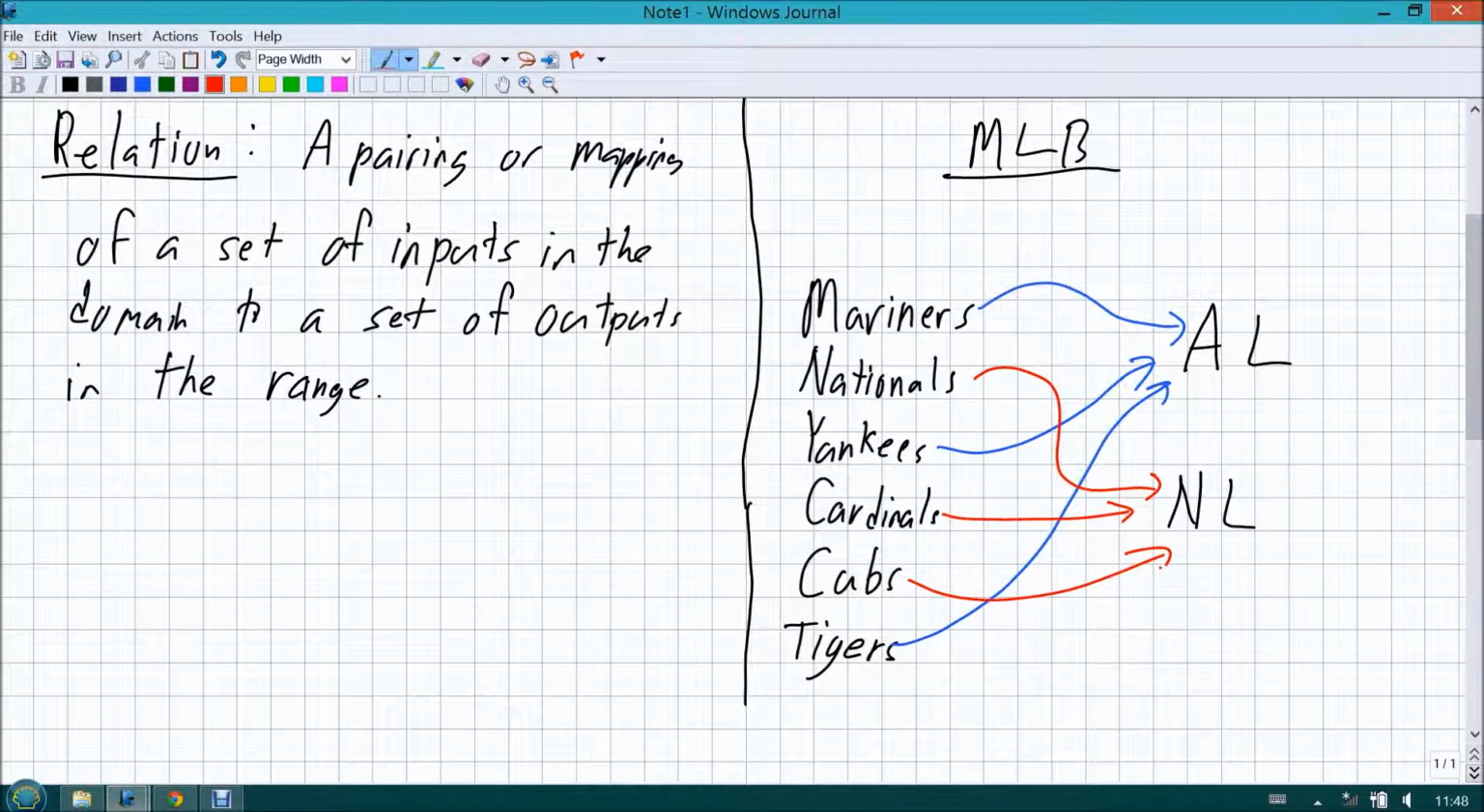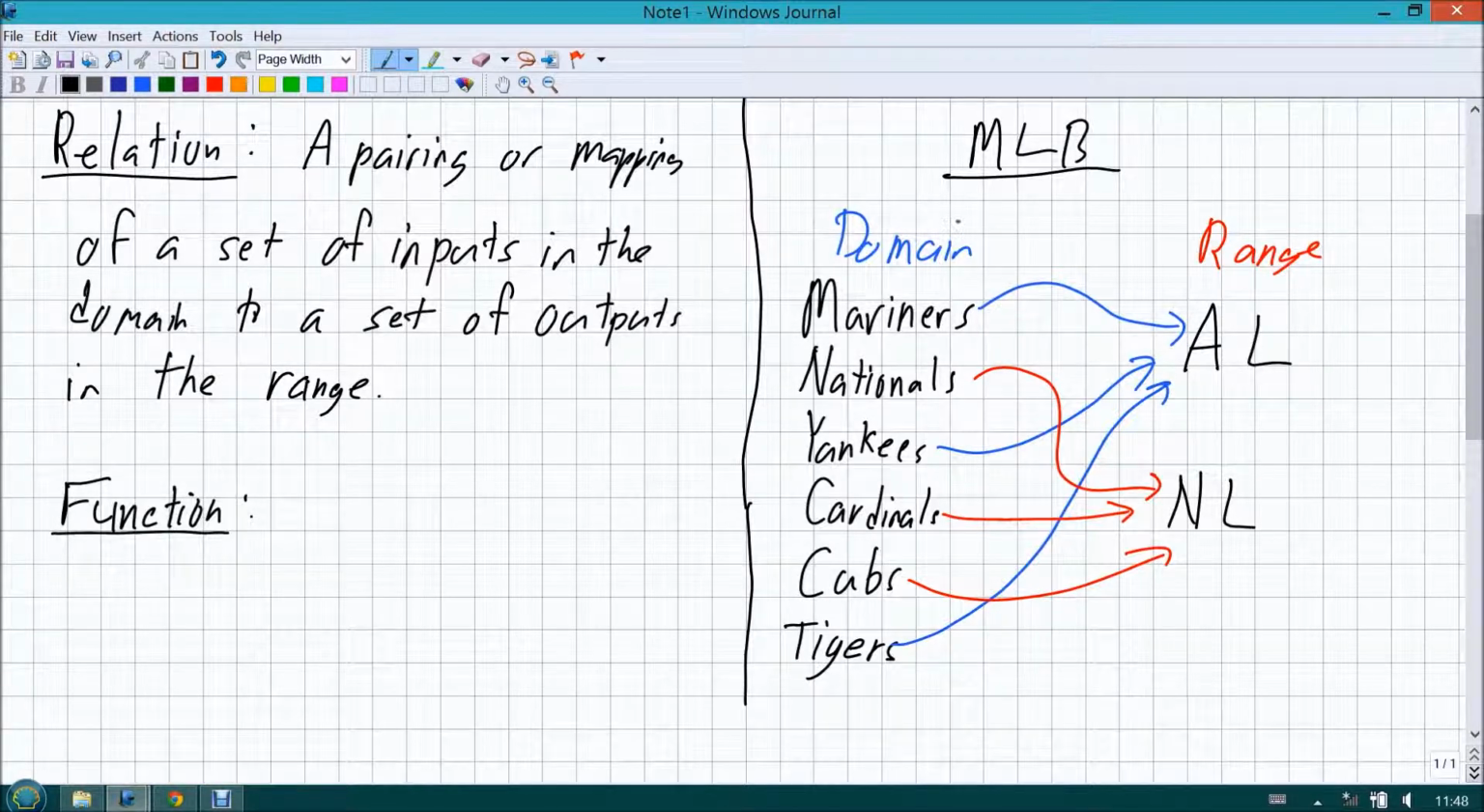So looking at this, we have a relation. We have a set of things in the domain, and each thing in the domain is related to something in the range. So the domain would be the teams, and the range would be the leagues. Now there's a special kind of relation. This special kind of relation is called a function.